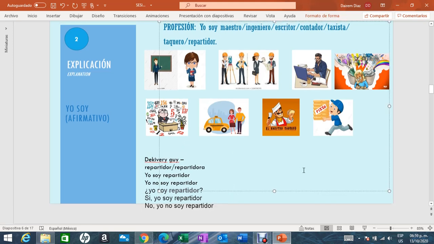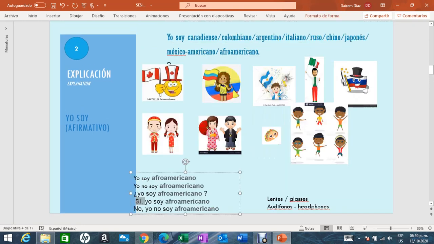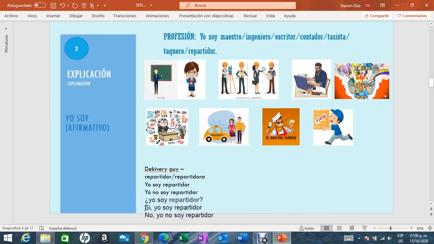There you go. Please don't forget to use the accent for sí. Sí, yo soy repartidor. Questions about this vocabulary? Okay, please let me know and I'll answer as soon as possible. Here it says delivery. Can't believe it. Delivery guy. Repartidor, repartidora.